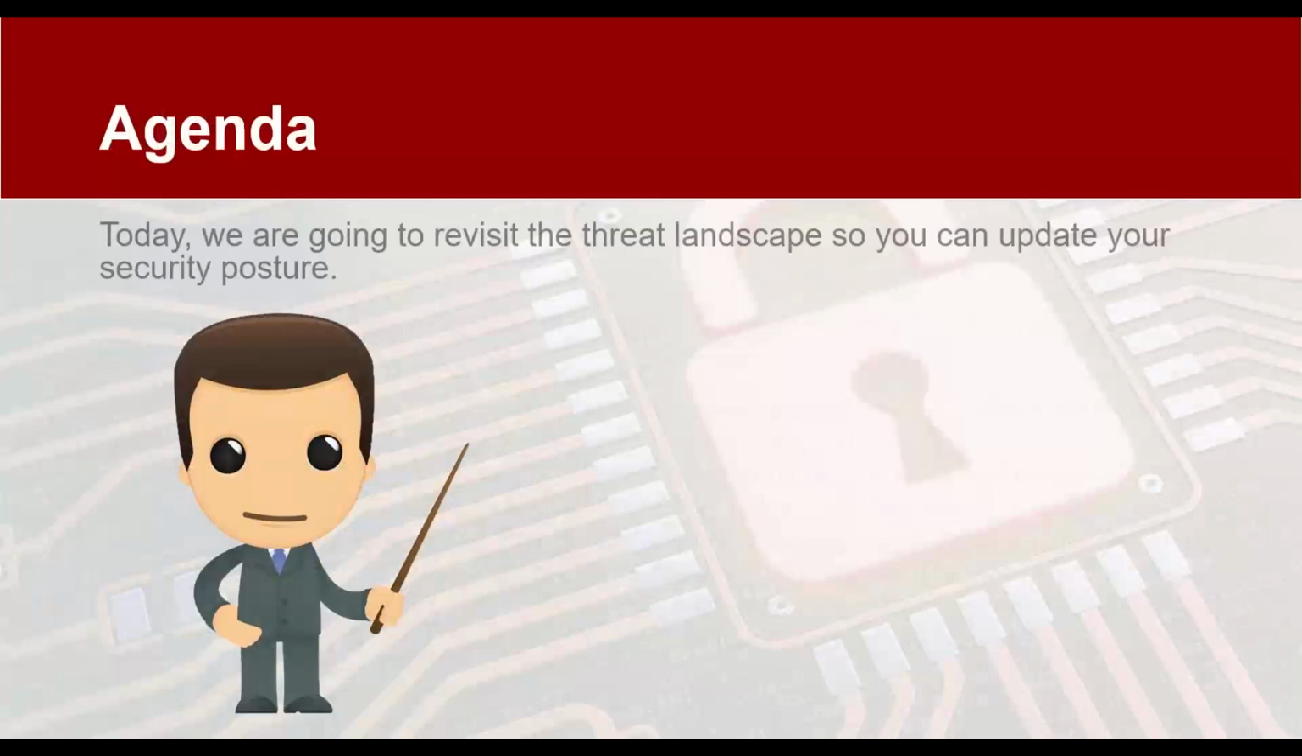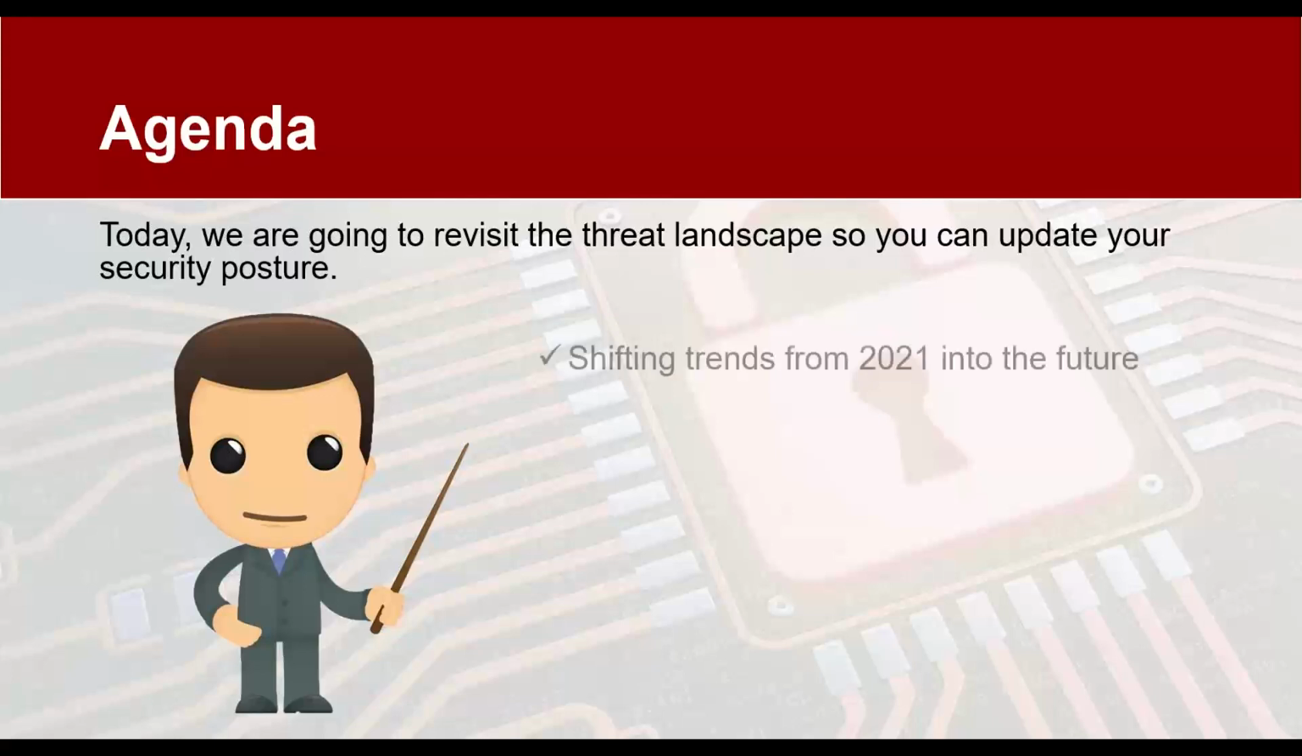So for our agenda today, I wanted to revisit the threat landscape so you can update your security posture. First, we'll talk a little bit about shifting trends from 2021 into the future, the things we saw last year that really impact us right now. And this stuff is always fluid. This time last year, in January, we had FireEye and I'm forgetting offhand the other attack that happened. That really set up everything in 2021 in terms of how we responded and how we adjusted our approach to security with our clients.